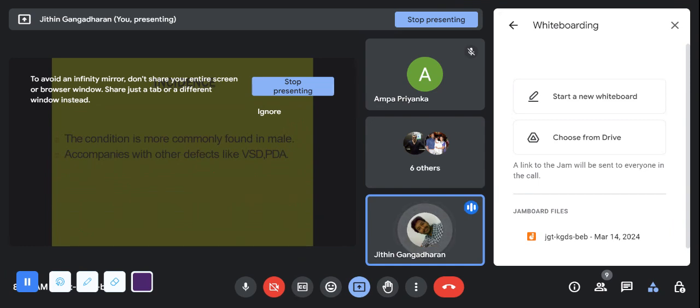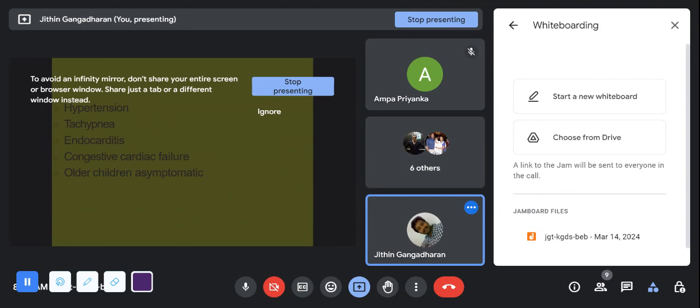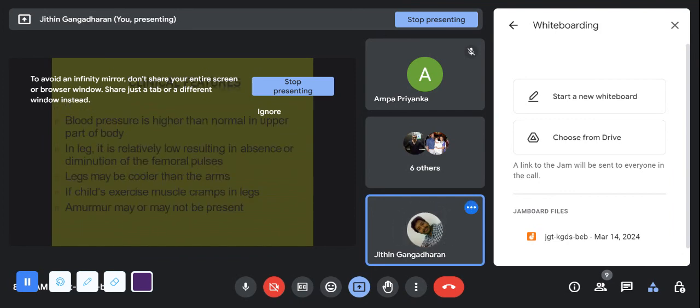If there is a coarctation of aorta, it may be associated with VSDs and PDAs. It is not mandatory that it must be accompanied, but there are chances that it may be. Then what happens? Blood pressure will be higher. Then the legs as well as the peripheries won't receive the actual amount of blood that they have to get.